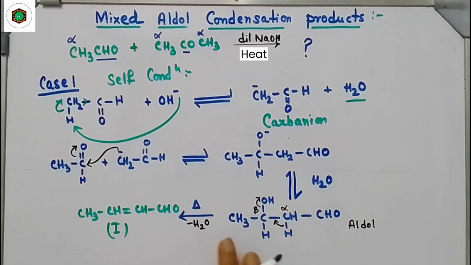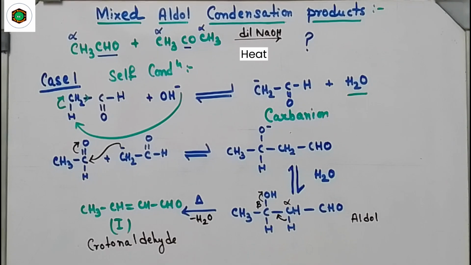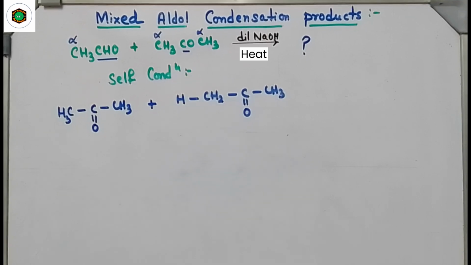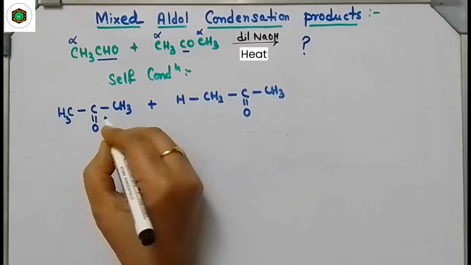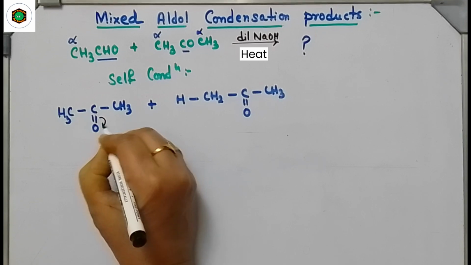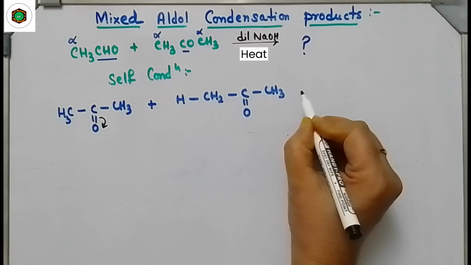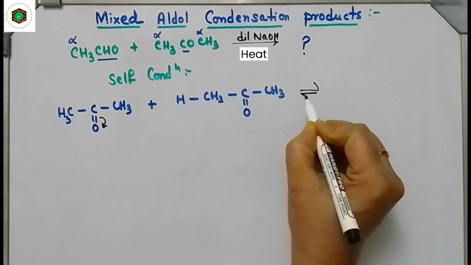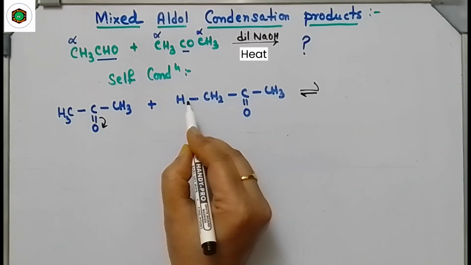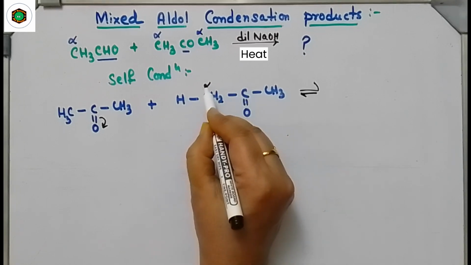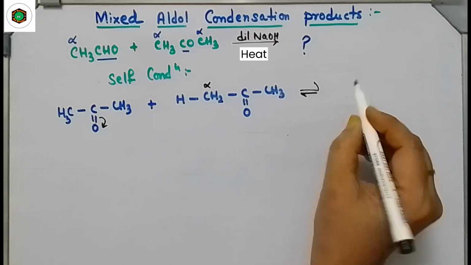For each and every case I am not showing the mechanism. How to write the product I will explain. This is crotonaldehyde. Now for self-condensation between two acetone molecules, what is the product? Just break this bond and this hydrogen will be abstracted by base. So what you have to do? Break this bond and add this alpha H. With respect to this ketone, see this is alpha, that alpha H you have to add here.